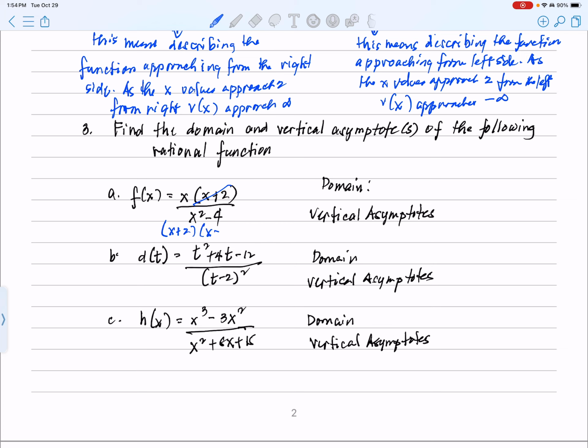Okay, I can do this. So there is a hole when x equals 2. Now, what do you think our domain would be? How would the line look?